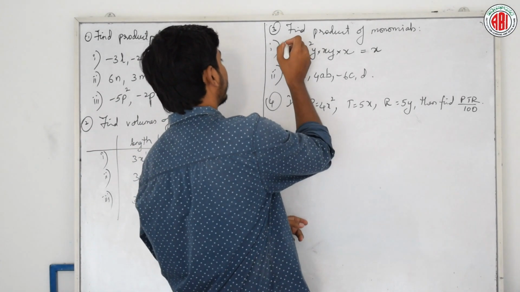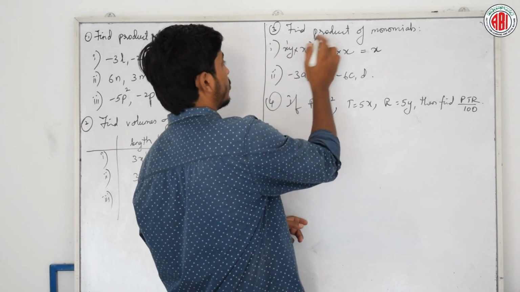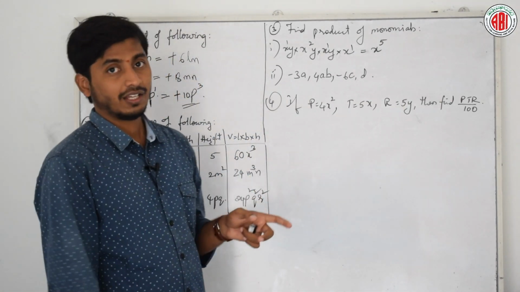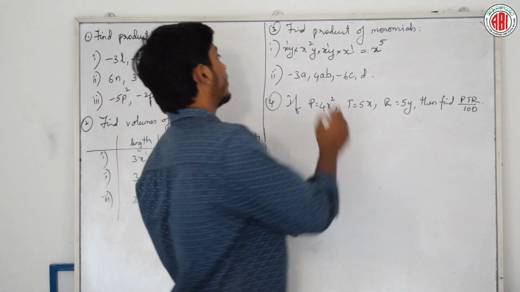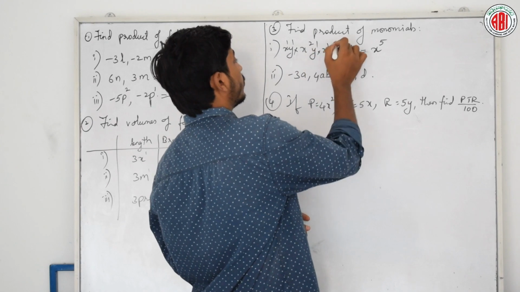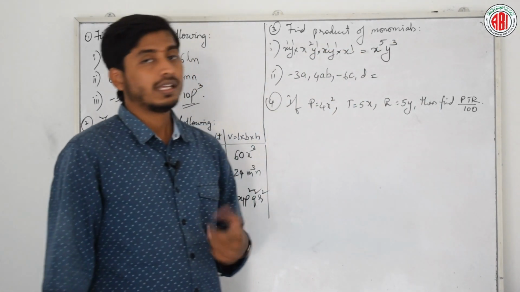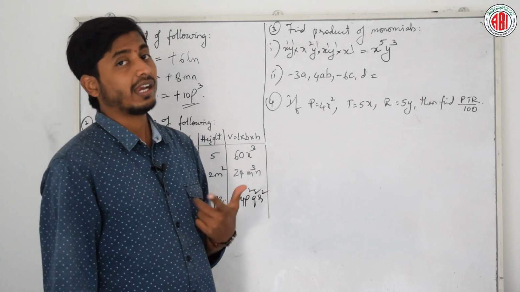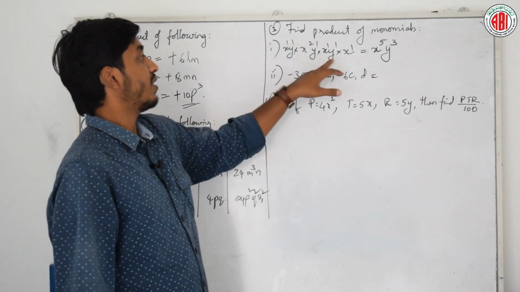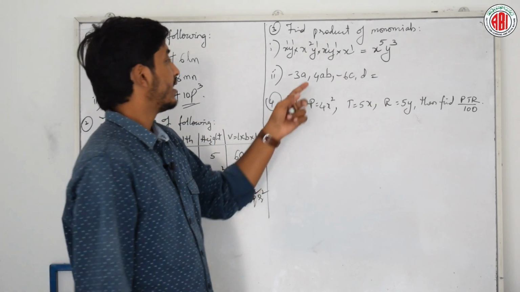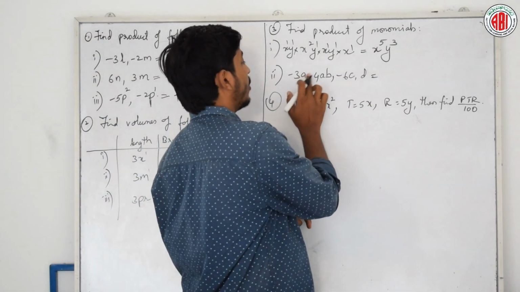See here, 1 2 3 4 5, x power 5. And the next, y terms, y power 1 2 3, it is y cube. Is there any difficulty? No, right? And one more thing, if you observe, there is no negative sign, therefore it is positive. Check here. How many terms?